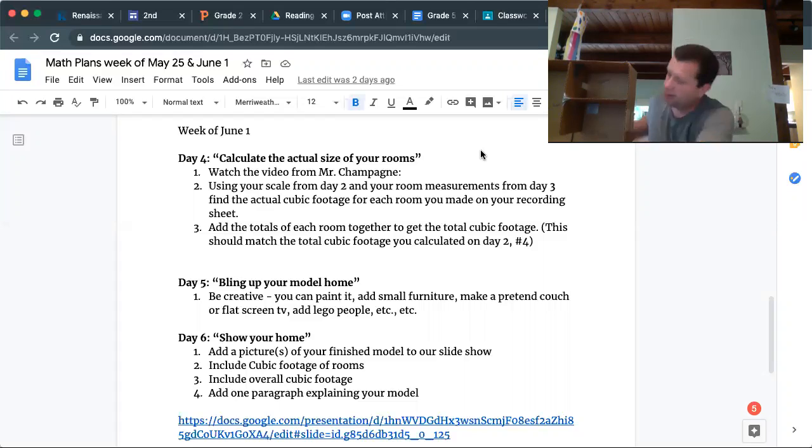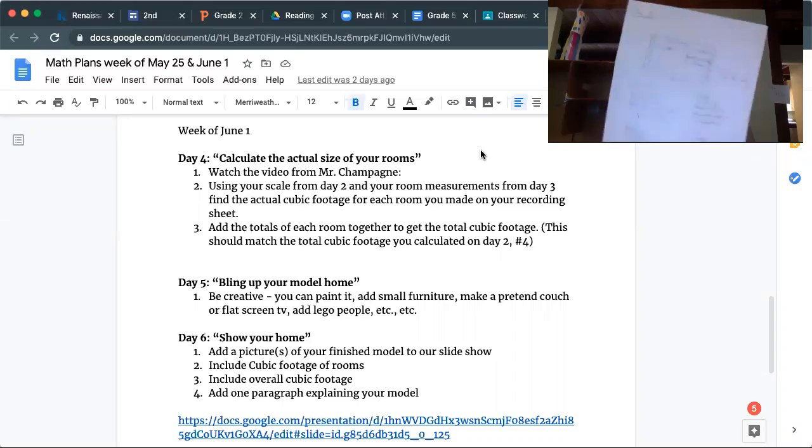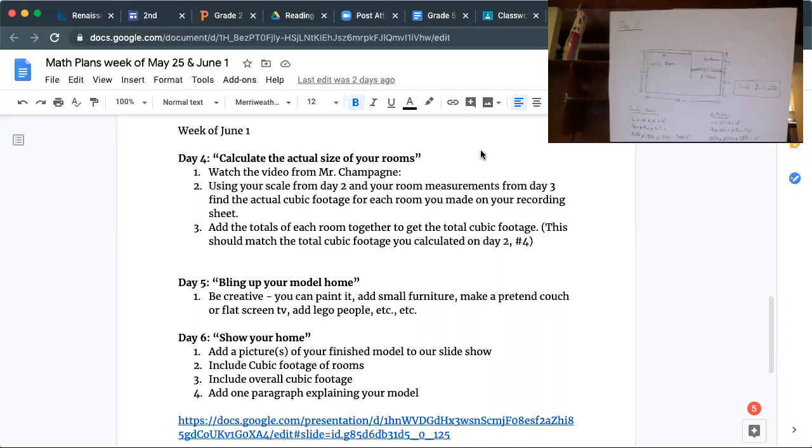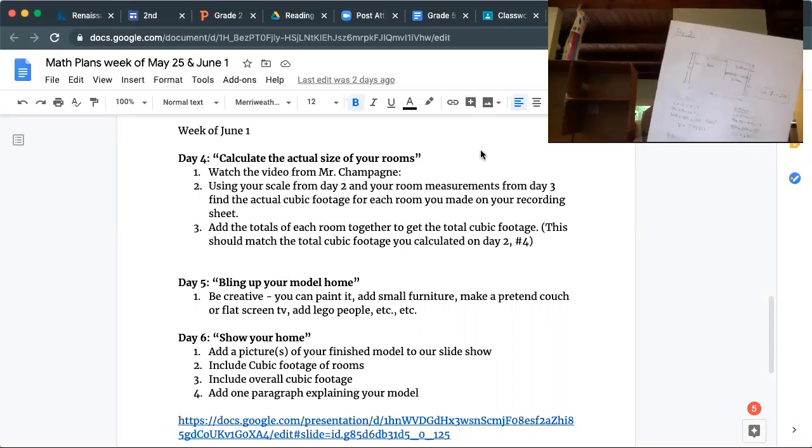Just measure each room: width, length, and then your height is always going to be the same. Mine was 6.5 inches, if you remember from before. So I have all those calculations. I've done that, and I've drawn it on my recording sheet, right? Bird's eye view. That looks exactly like my box.